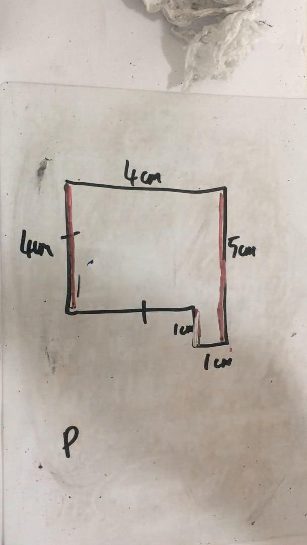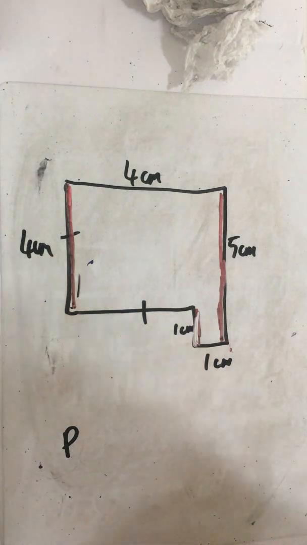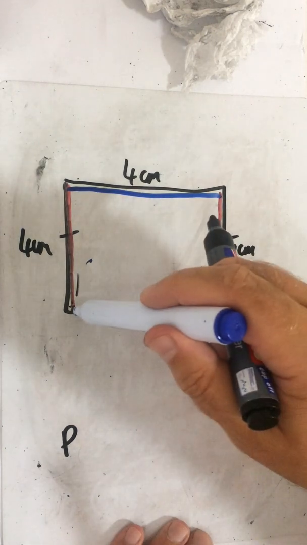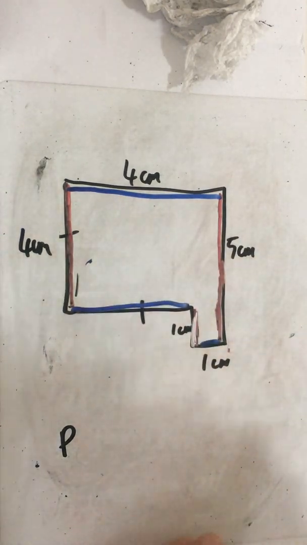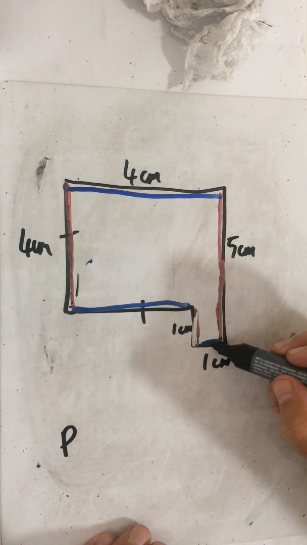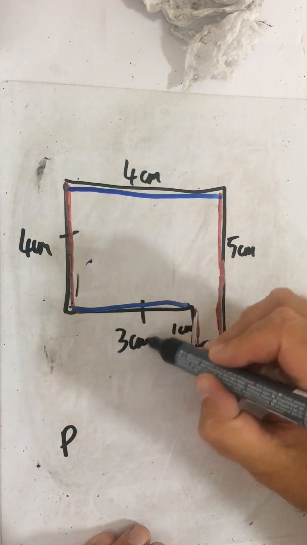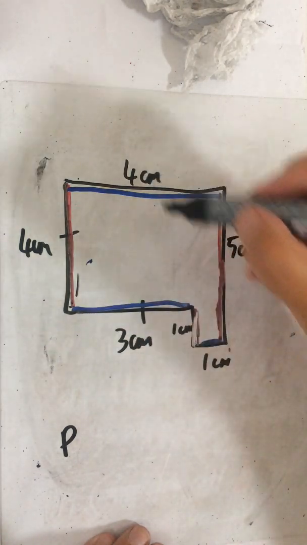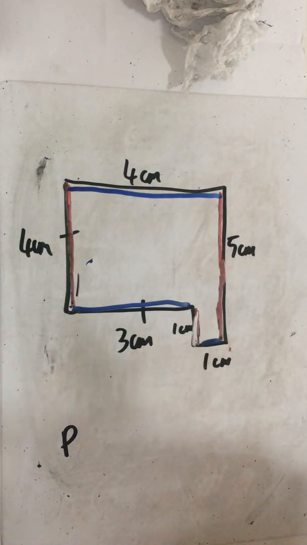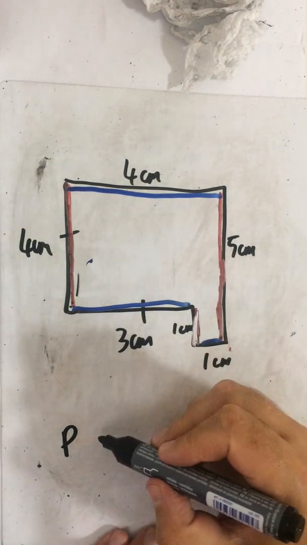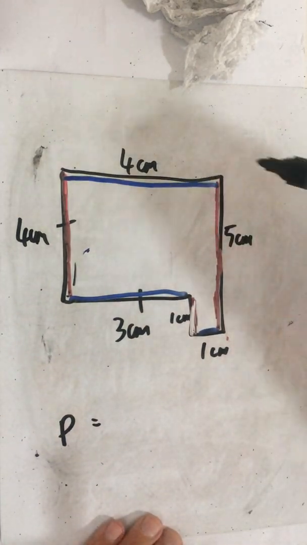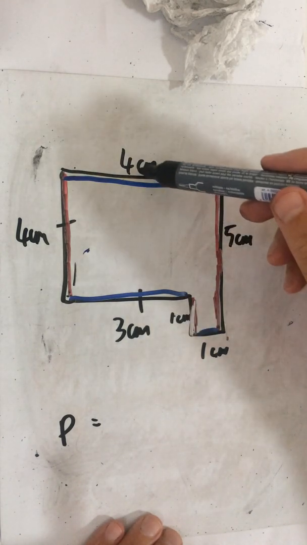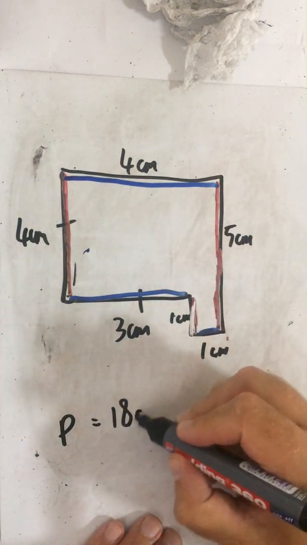Then again, let's have a look here. Okay, again we've got the 4 centimeters along here on the blue side, and so that means this and this will equal 4. I know this is already 1, so this must be 3 centimeters, because the 1 and the 3, this added to that will give me the 4. Okay, so now I've got them in place. To find the perimeter, add them up. Okay, so let's go with 5, 8, 9, 10, 14, 18 centimeters.